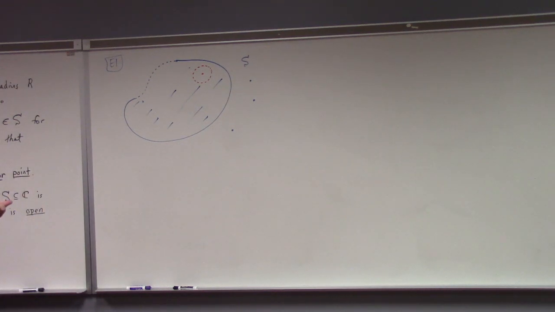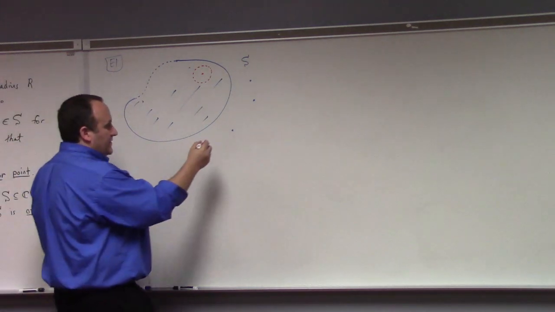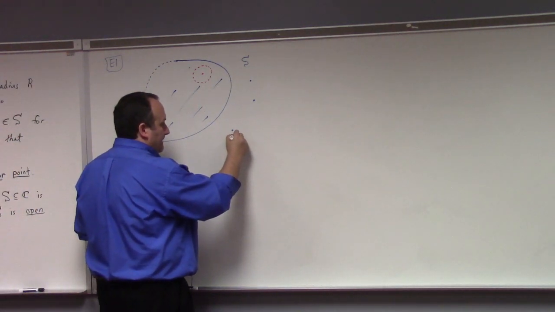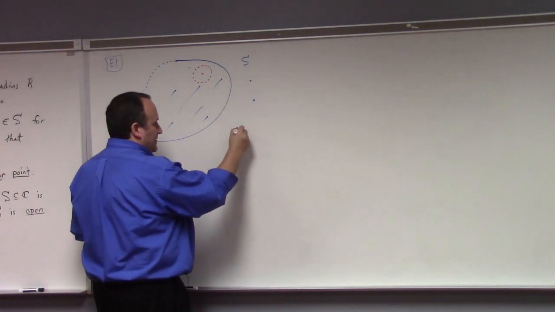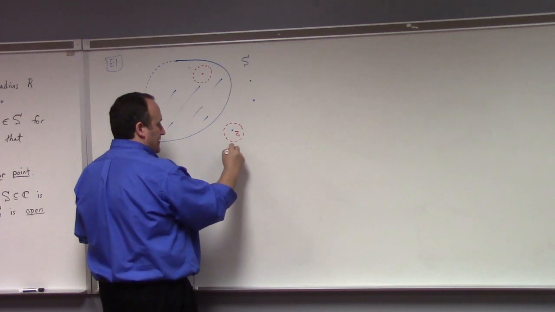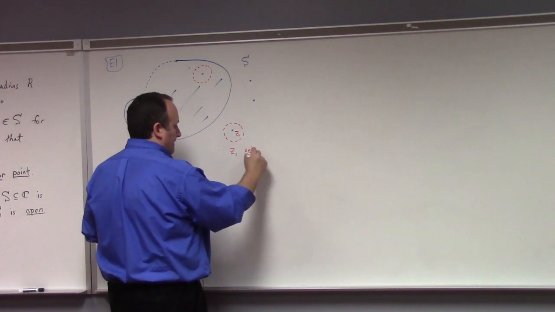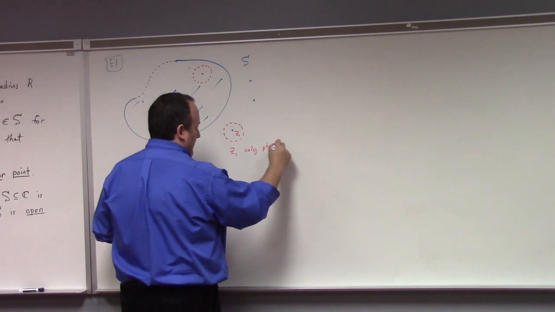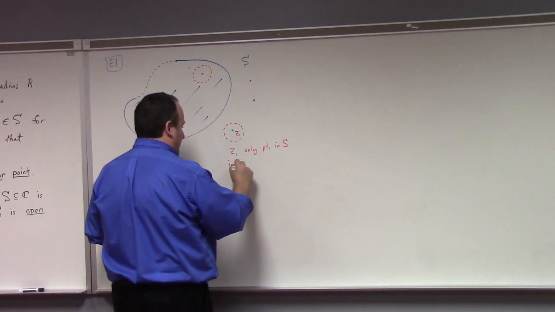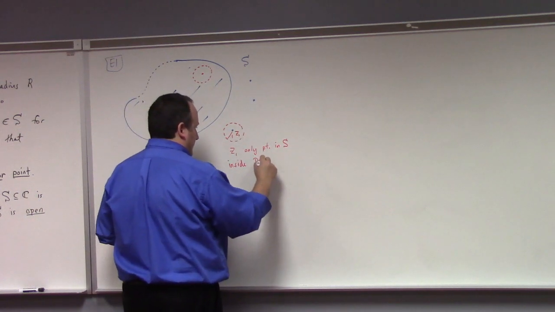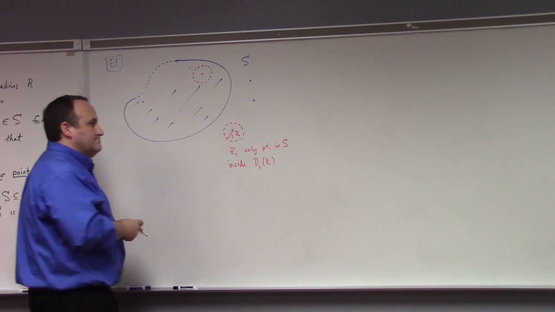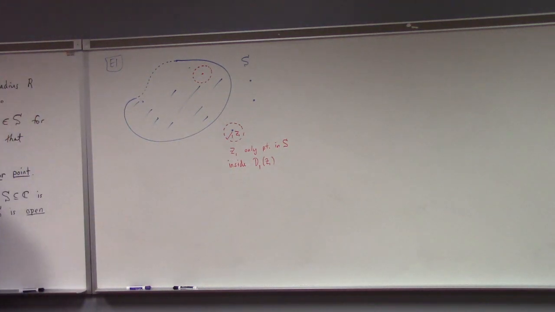Okay? On the other hand, this point out here, let me call it Z1. Z1 is not an interior point, right? Z1 is the only point in S inside the disk of, let's say, radius 1 centered at Z1, right? So that would make Z1 an example of what's called an exterior point. These are also sometimes called isolated points.